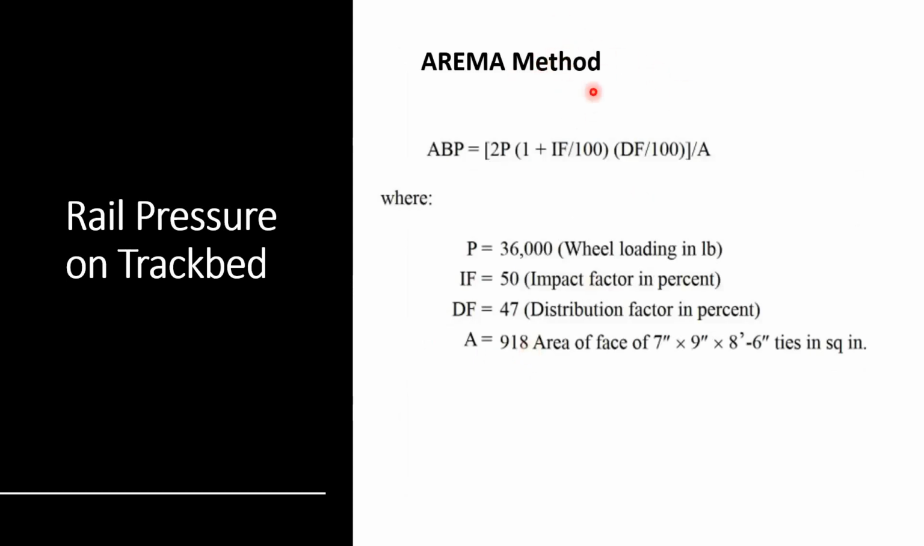The AREMA, that's the American Railway Engineering Manual. They provide plenty of equations to calculate what they call the ABP, which is the average ballast pressure. I picked one of the equations here because it directly correlates the ballast pressure to your wheel loading, your impact factor, and the distribution factor. And that distribution factor is basically to consider the fact that your wheel load will be distributed as a uniform pressure on your track bed.